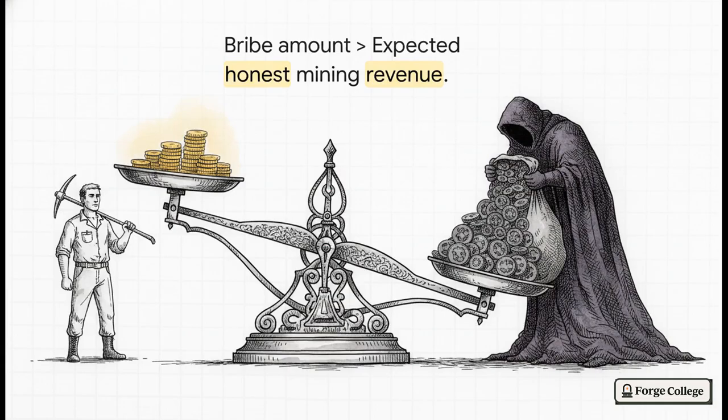This involves bribery and temporary collusion. It's just simple math, really. If a malicious actor offers a massive bribe that is strictly greater than the expected honest mining revenue, then suddenly breaking the rules becomes far more mathematically rational than following them.